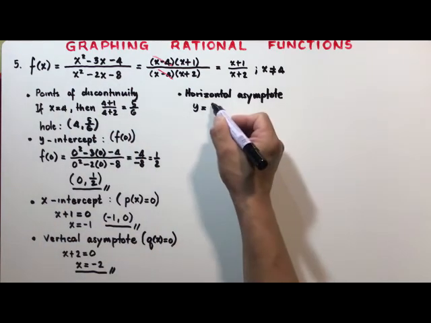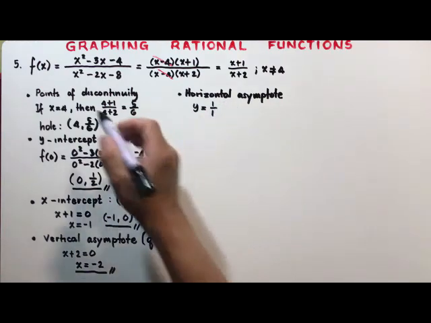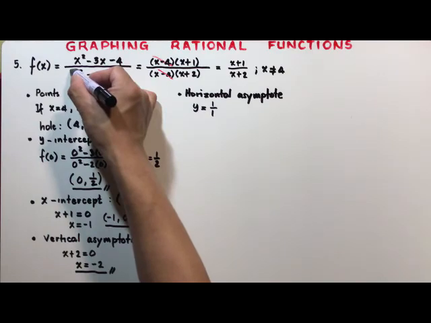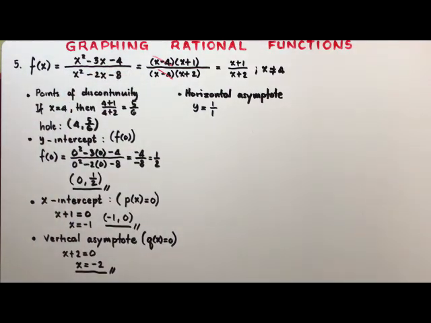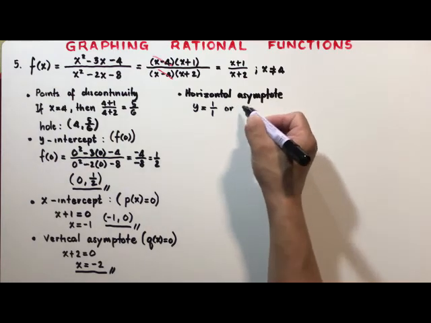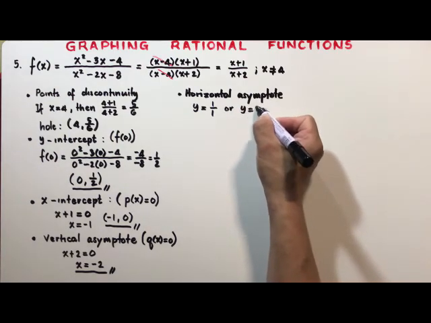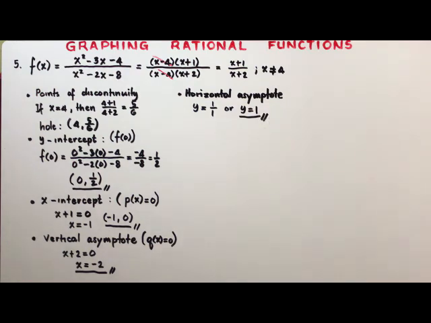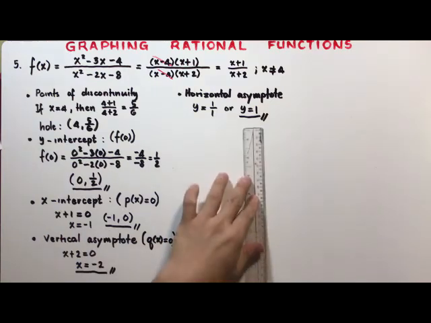So we have 1 over 1, because the coefficient here is understood to have a 1, and in the denominator the leading coefficient is still understood to have a coefficient of 1. So our horizontal asymptote is y equals 1. So this is our horizontal asymptote. So at this point, we can initially sketch the graph of our rational function here.